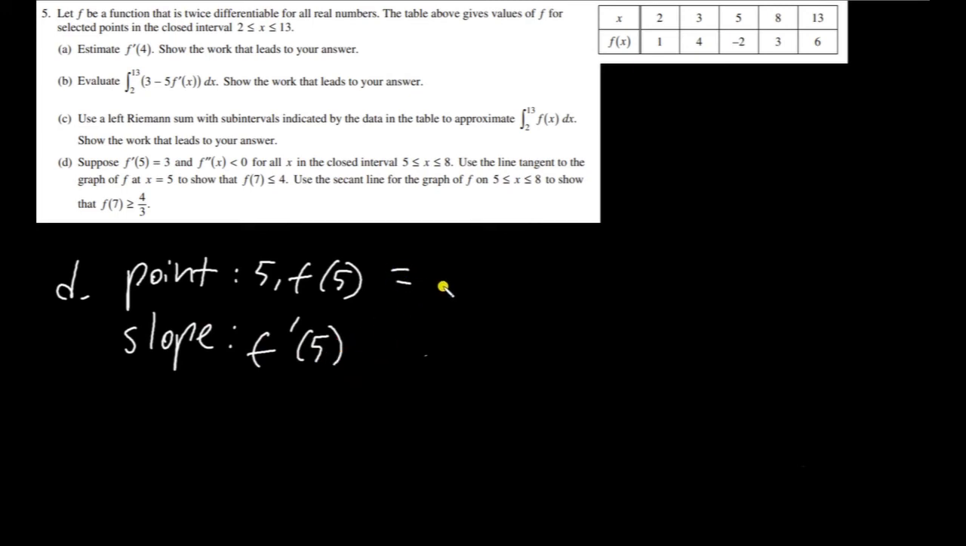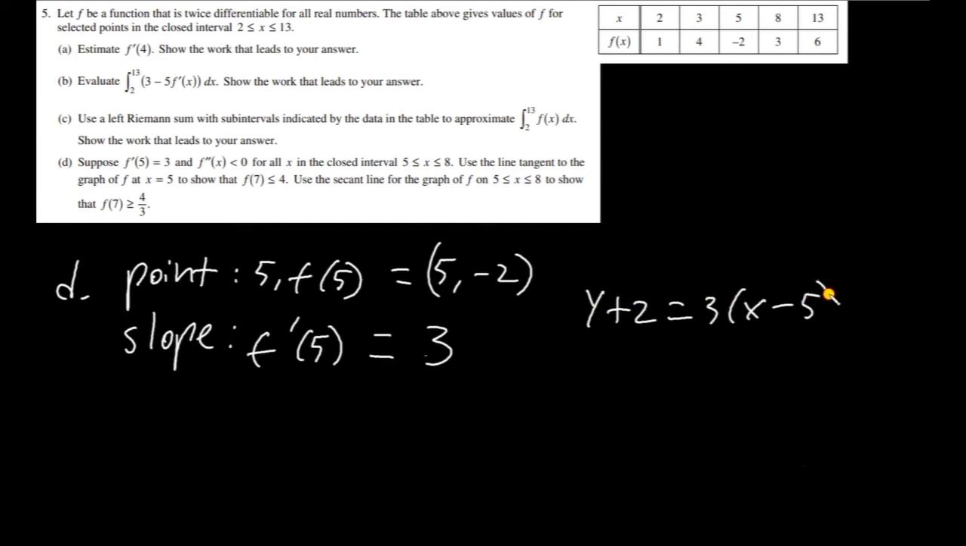Okay, and nicely for us, we have f of 5. In the table, it's -2, like that. And we're also very conveniently given the value of f prime of 5. Okay, so with these two things in mind, we can now come up with the tangent line equation, which is y plus 2 equals 3 times x minus 5. Okay, now they want the line tangent to the graph of f at x equals 5.